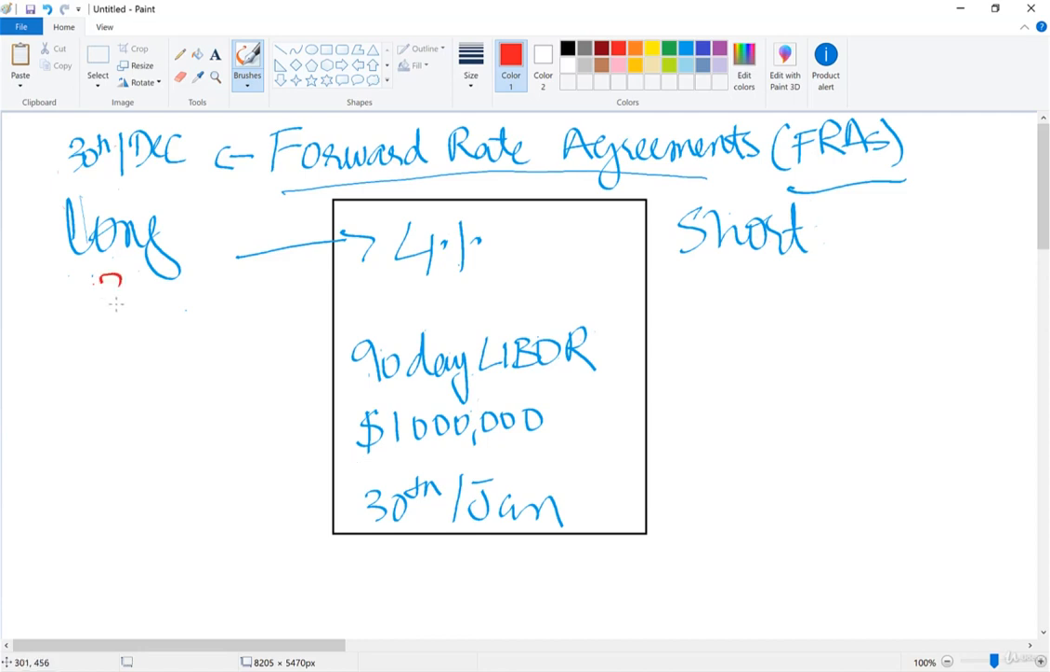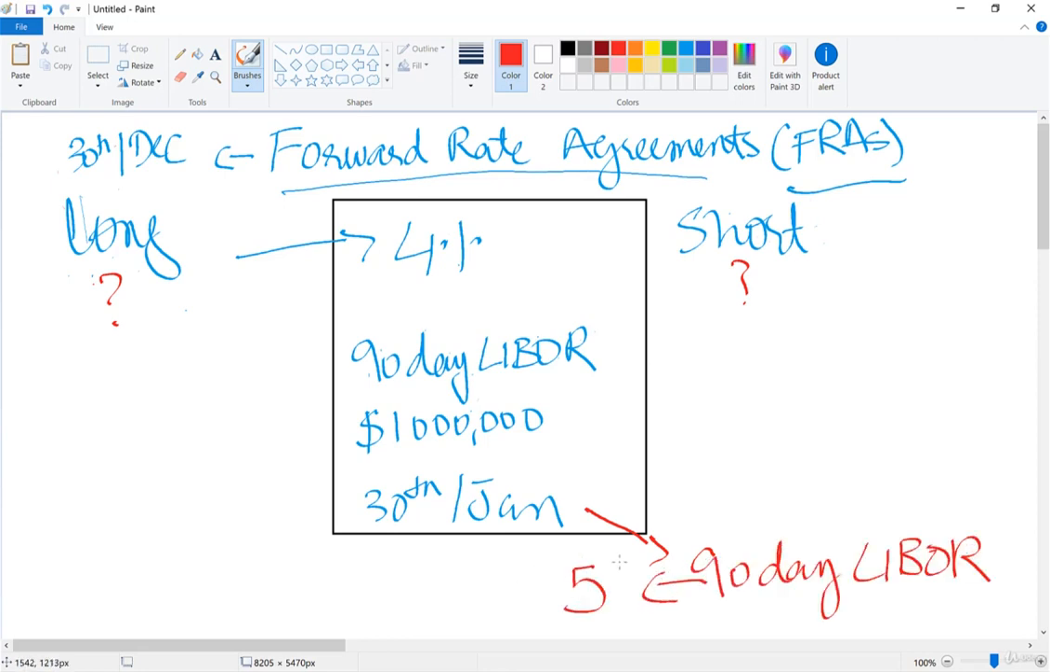Now we have to calculate gain and loss for the short. How will we calculate it? We will see that on 30th Jan, what's the actual 90-day LIBOR rate. And the actual LIBOR rate is, assume that it's 5%. Interest rate has increased. So who will benefit?